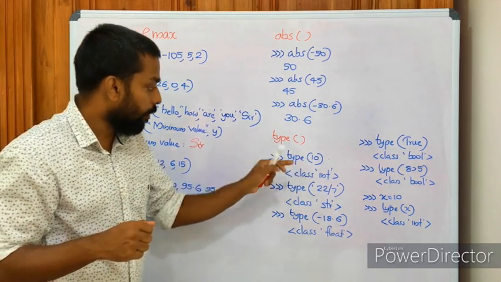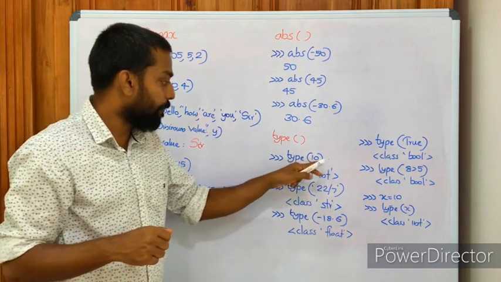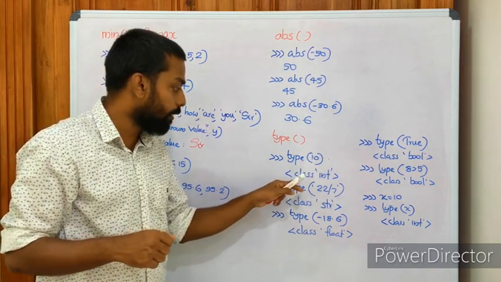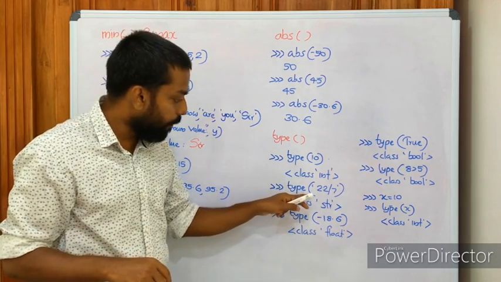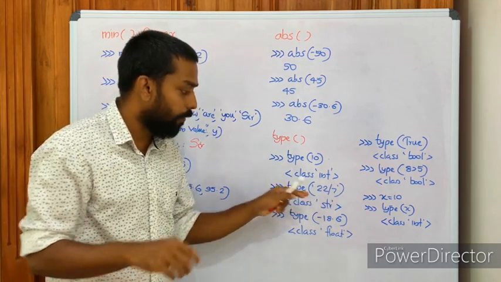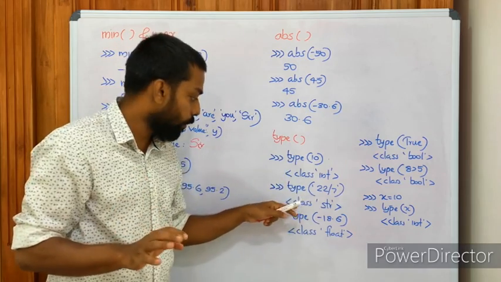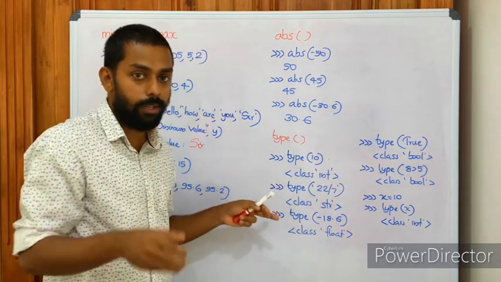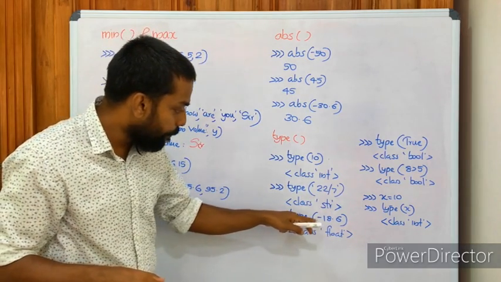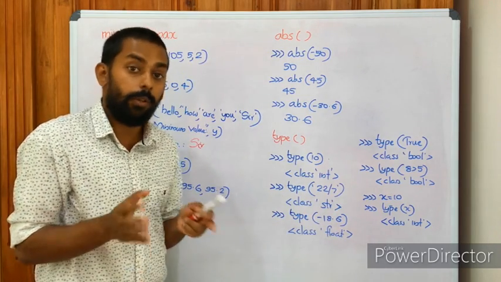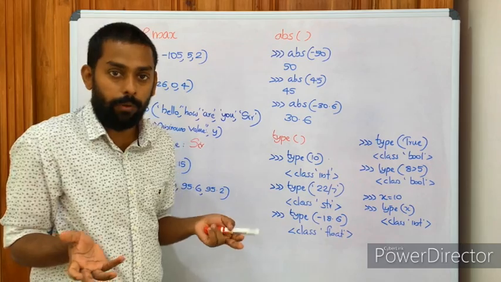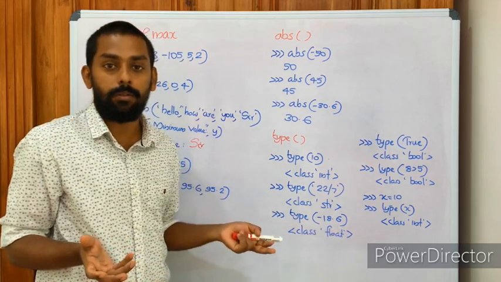Okay, we have some statements here. Type of 10. We know 10 is an integer, so the result will be class int. It will be in quotes. Then type of 22 by 7. We know it's in quotes, so it's a string. So class str. Str stands for string. Then we have type of minus 18.6. Even though it is positive or negative, it's a floating point one, so it belongs to class float.